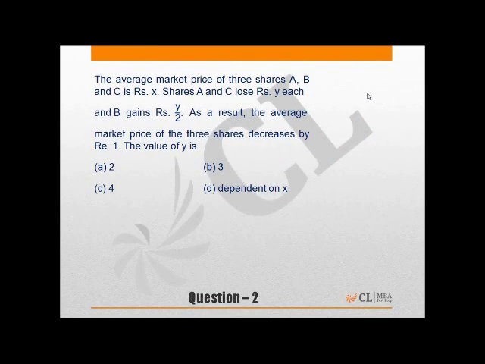Question 2. The average market price of 3 shares A, B and C is rupees X. So average is X for these 3 shares. Shares A and C lose rupees Y each and B gains rupees Y by 2. As a result, the market price of the 3 shares decreases by rupee 1. What is the value of Y?